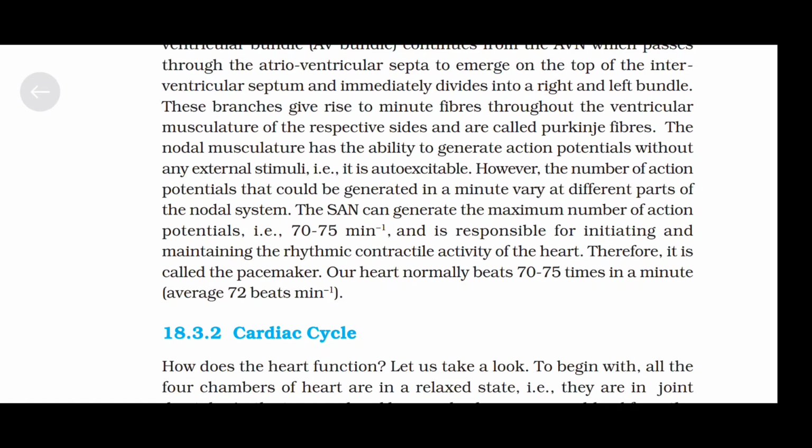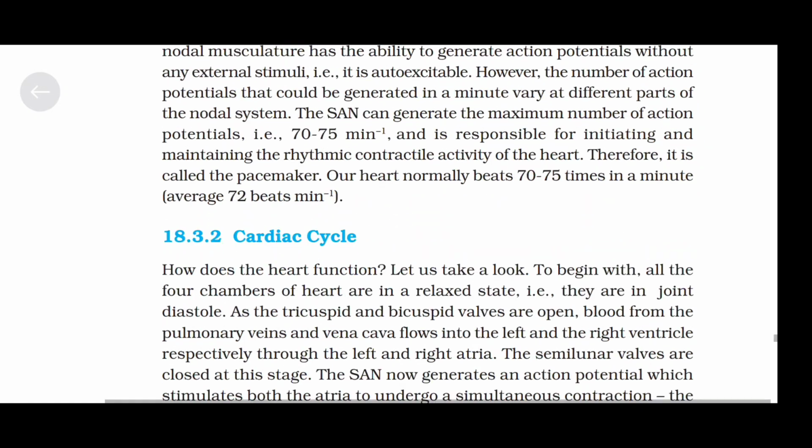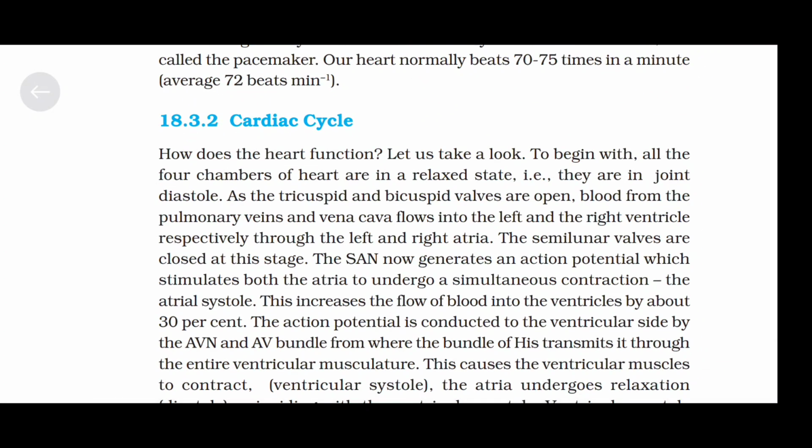Cardiac cycle. How does the heart function? Let us take a look. To begin with, all the four chambers of the heart are in a relaxed state. That is, they are in joint diastole. As the tricuspid and bicuspid valves are open, blood from the pulmonary veins and vena cava flows into the left and the right ventricle respectively through the left and the right atria. The semilunar valves are closed at this stage.